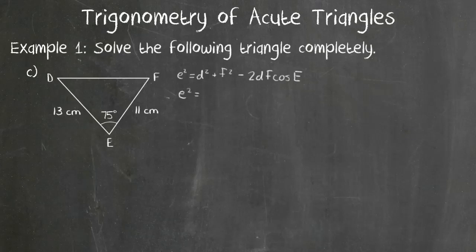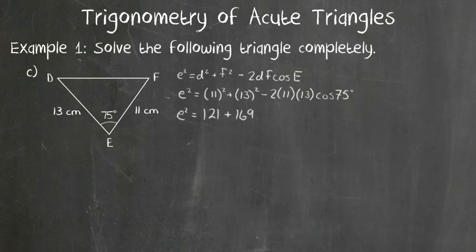Our next step, we sub in what we know. So E squared will equal D, which is 11 squared, plus F, which is 13 squared, minus 2 times 11 times 13 times the cosine of 75 degrees. So in this step, we're going to start evaluating. So E squared will equal 121 plus 169 minus 74.0168.